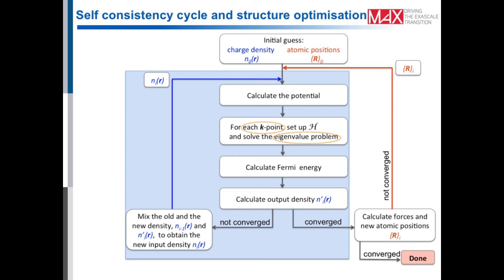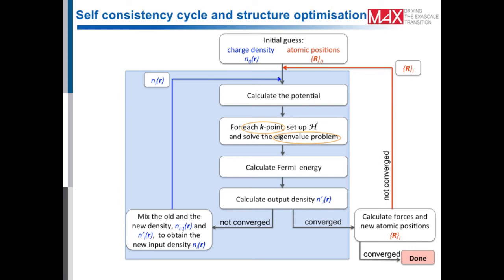If yes, then you're super, then you say everything is converged. I can now calculate the forces, and if the forces are not sufficiently small, that means I have to move the ions and I can calculate the new atomic positions. So if everything is fine and the forces are small enough, then we say this is also converged and you're done. However, you can have the state of an unconverged system wherever you want. So at this point, for example, if the input and output density are not sufficiently close, you have to mix the old and the new density, and then you have to go back into this electronic self-consistency cycle.